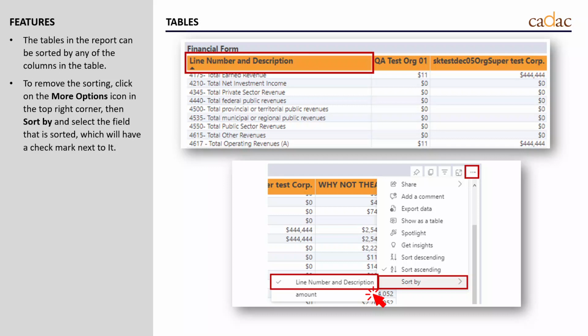To remove the sorting, click on this menu again, then Sort By and select the field that is sorted, which will have a check mark next to it. By unchecking the column, you are removing the sorting.